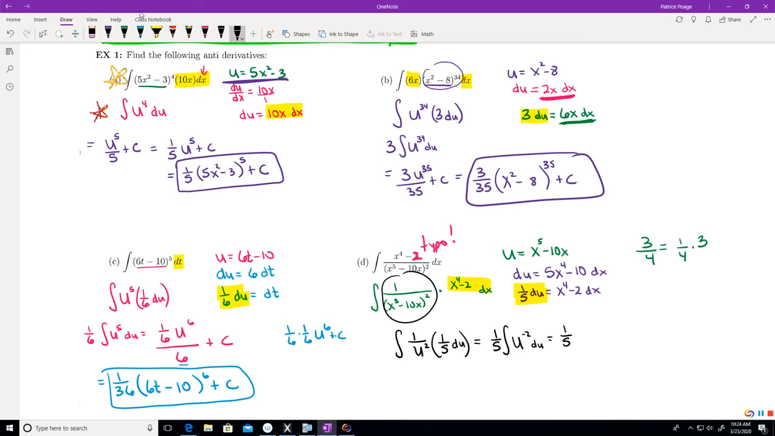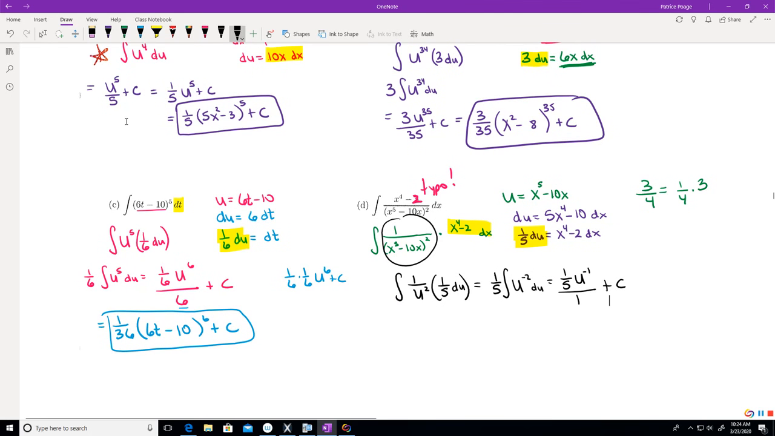And I'll have 1/5 u to the negative 2 plus 1 would be negative 1 divided by 1 plus c. And so I've got 1/5, but that u to the negative 1, I need to take that to the bottom, u to the positive 1 plus c. And then I need to replace the u. Oh, divided by negative 1, excuse me. So I have negative 1 over 5, and I'm going to replace my u plus c.